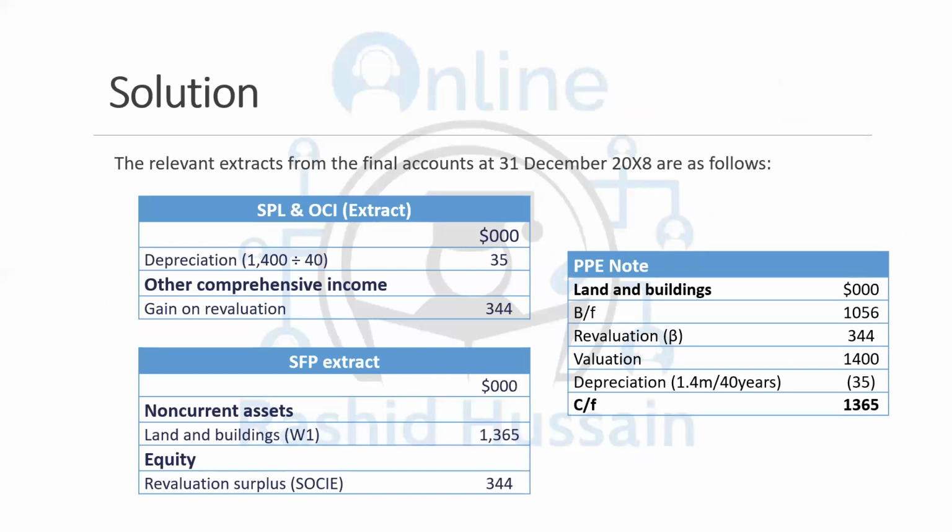So in the statement of profit or loss, we have 35, which is the depreciation charge. In the other comprehensive income, we have 344, the gain. In the non-current asset, we have the carrying value, which is 1365. In the statement of changes in equity, even in the statement of financial position, the same extracts, we have 344. And this is how we have calculated the carrying value of 1365.